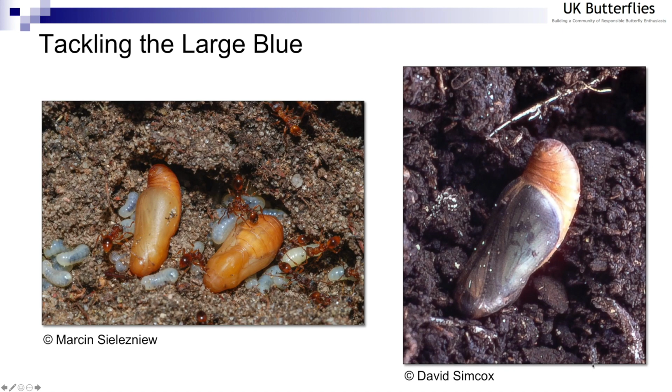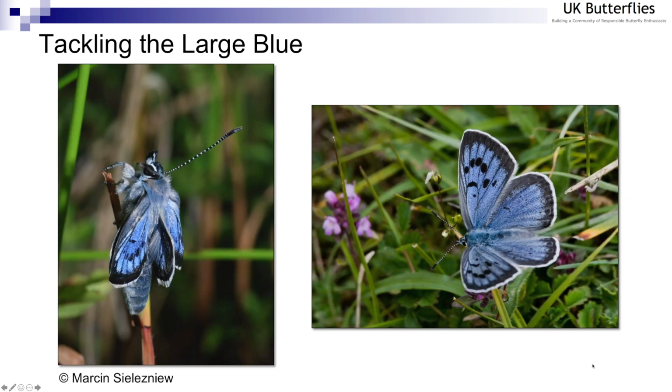And then, of course, for the remainder of the life cycle in the ant nest, the larva will ultimately pupate in the ant nest. You can see a couple of pupae on the left there, and on the right you can see a photo from Dave of a coloured up pupa where you can just make out the wing colouring inside the pupal case. And then, of course, the adult emerges, pumps its wings up, takes flight, and the life cycle starts all over again.